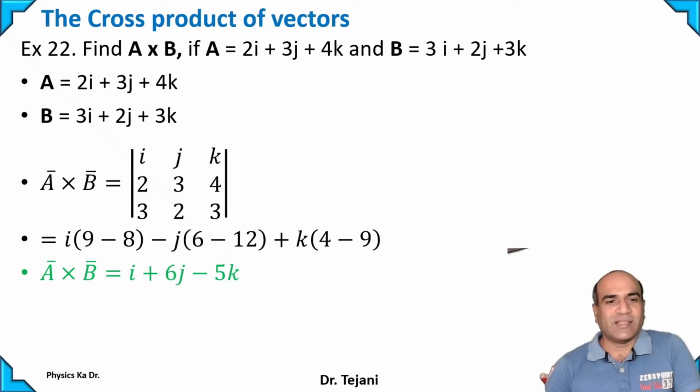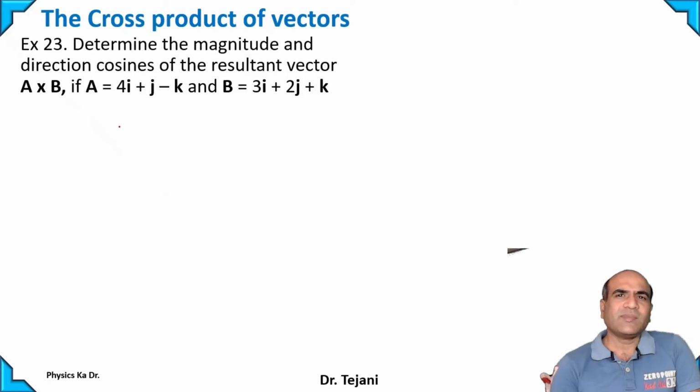Solve that, that is the answer. So i plus 6j minus 5k, that is our answer. Let's solve one more.